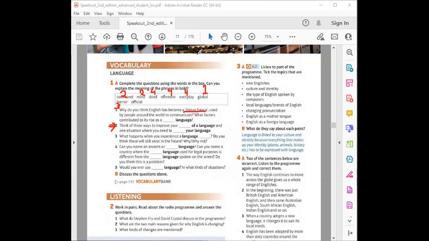Sorry, not offensive. I wanted to put it here. Official language. So official language means the language where legal things are worked on in the country, the language that they use for their legal papers and documents. And everyday language is the language that people speak together.